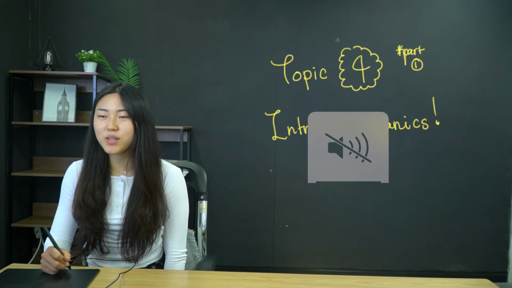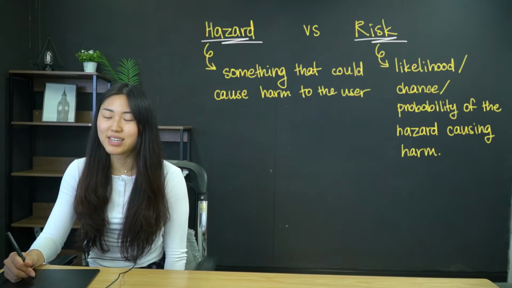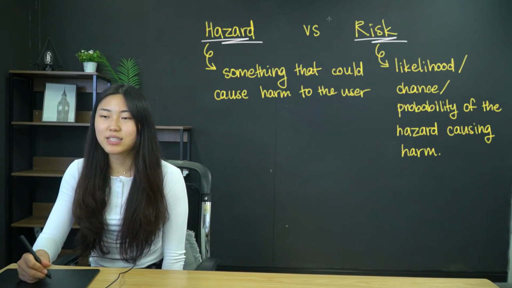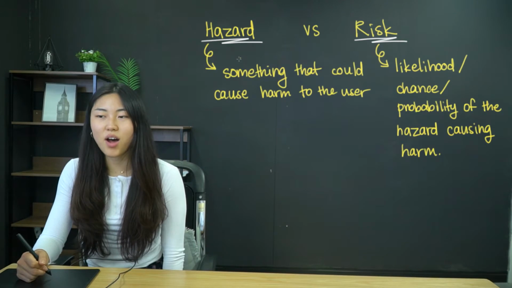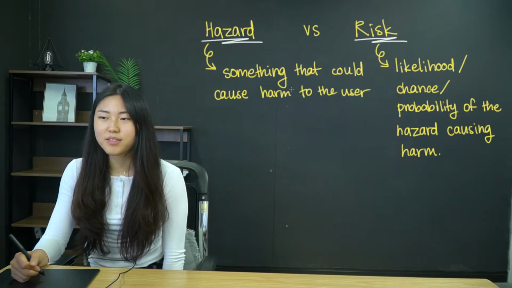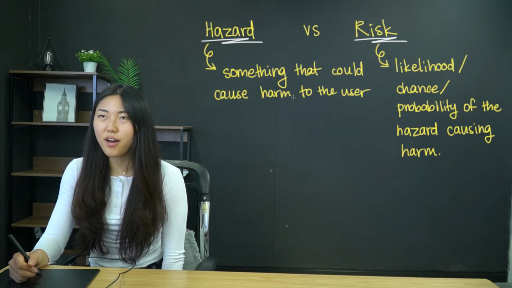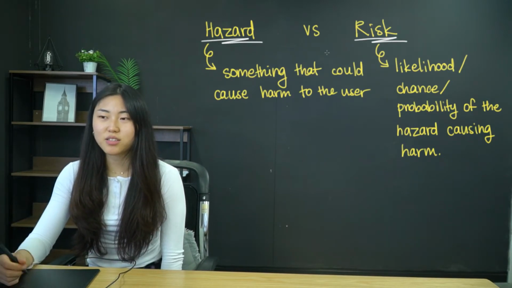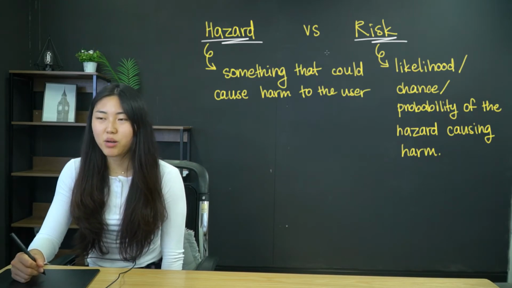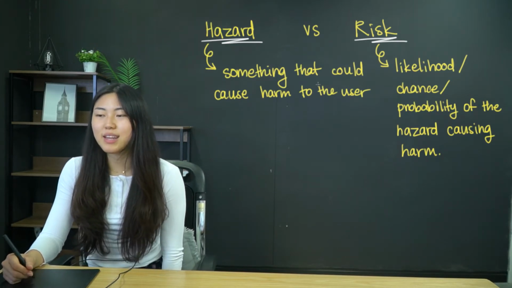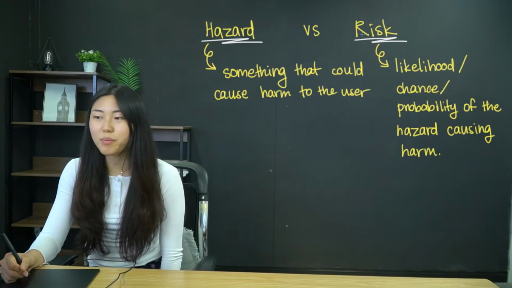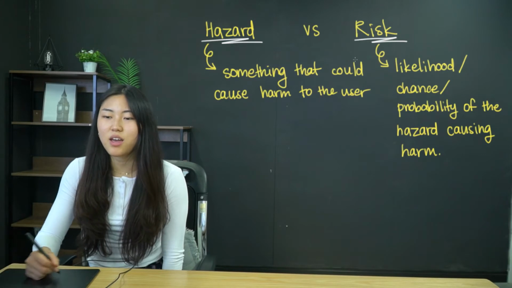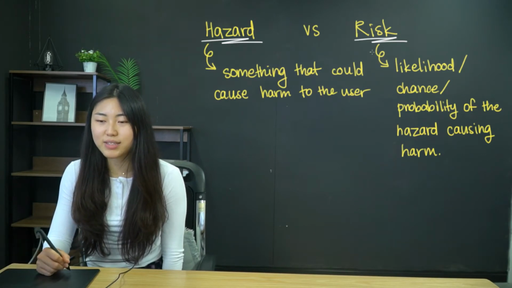So we're going to first of all discuss what hazard and risk is. These are two different things. They're not the same thing, okay? Hazard is something that could cause harm to the user. So it's more of what kind of danger you are subject to if you're using something like a chemical. And risk is the likelihood or chance or probability of the hazard causing harm to the user, basically. Okay, so that is how it's different.